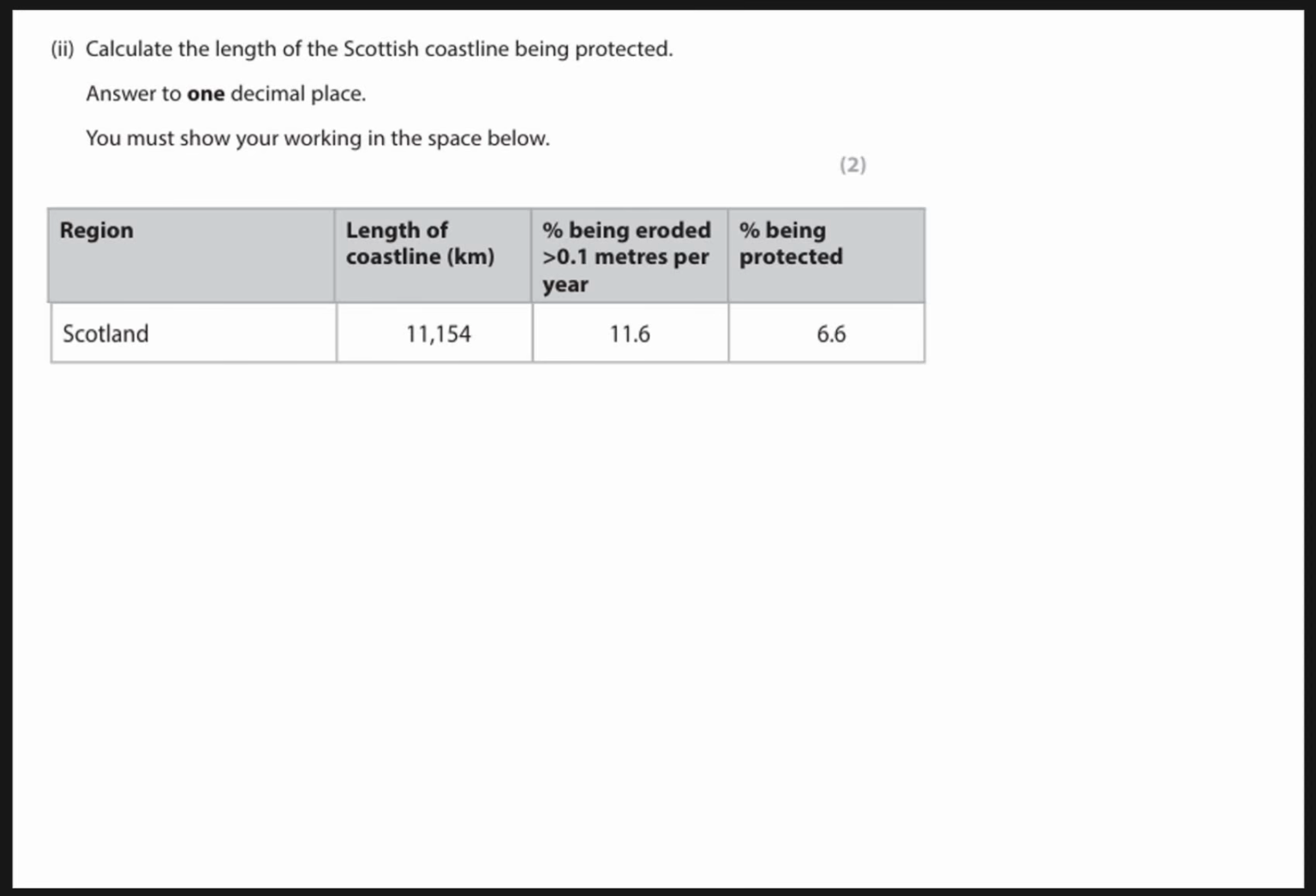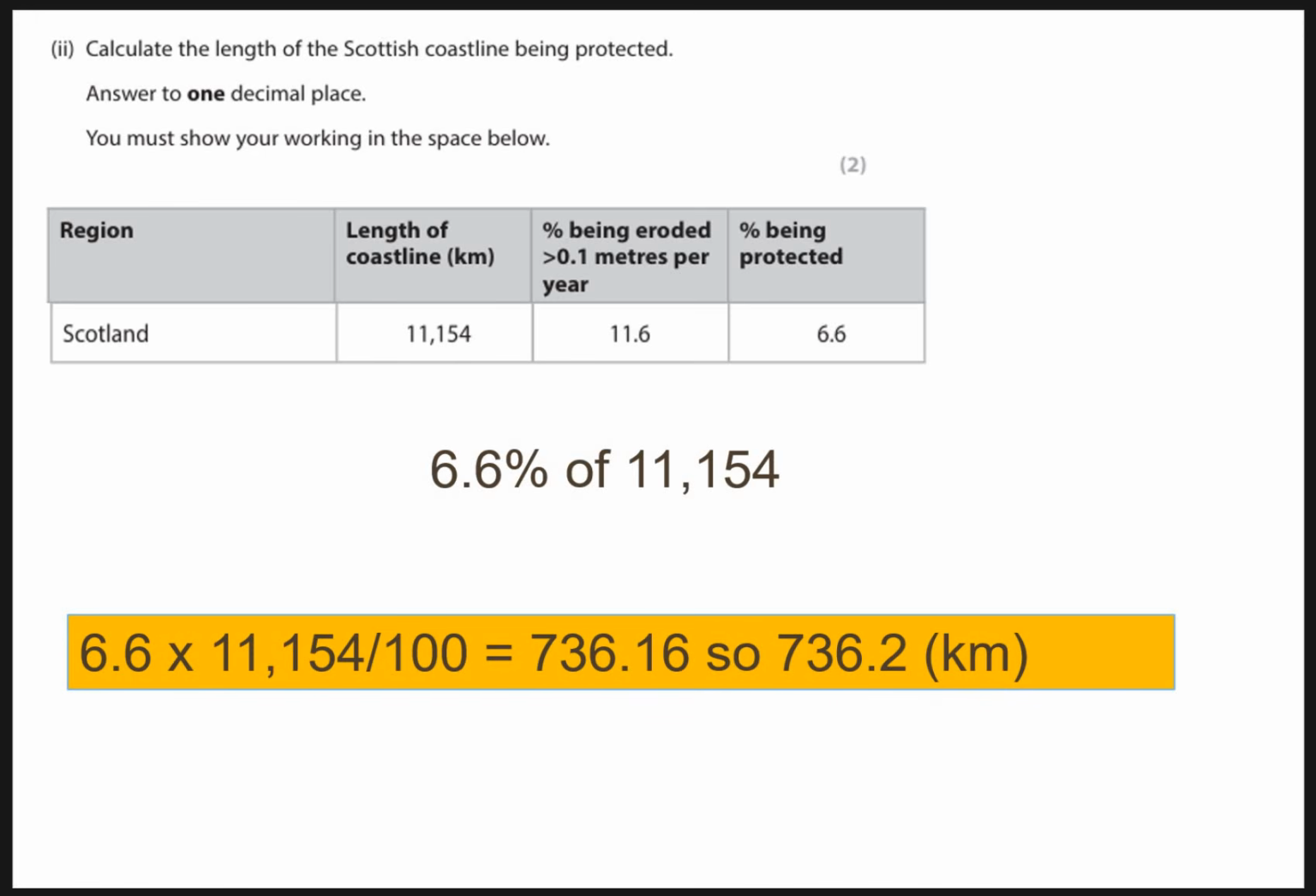Maths in geography question, calculate the length of the Scottish coastline being protected. Answer to 1 decimal place. Show your working in the space below. So this is a 2-mark question. What it's asking is the percentage, so in this case 6.6% of the total coastline, which is 11,154. You do have calculators in your exam as well. So 6.6 times 11,154 divided by 100 and to 1 decimal place.